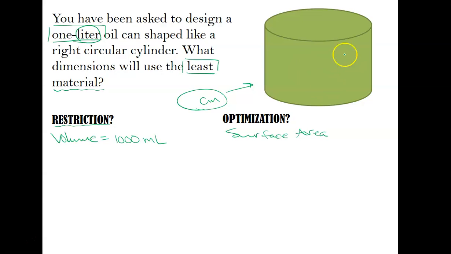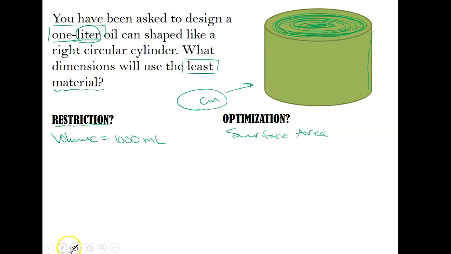So I need two equations for this can. I need an equation for its volume that I know is going to be equal to 1,000, and I need an equation for its surface area. That's the one I'm going to end up taking the derivative of. Okay, so let's start with volume. Let's start with our restriction. If I need the volume of this can, that's going to be the whole area of the top of the can multiplied by the height of the can.